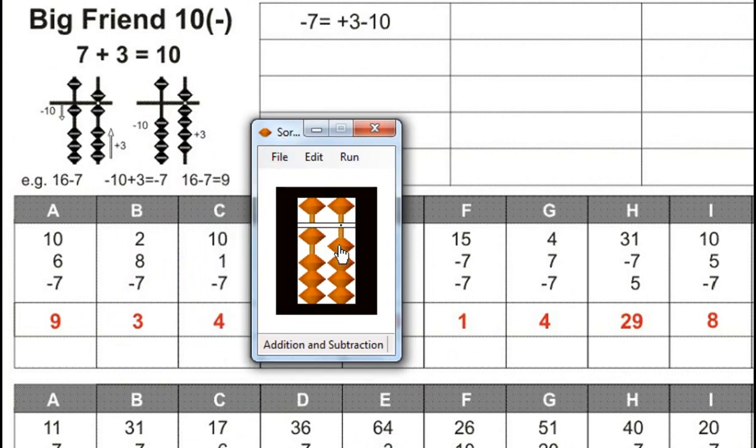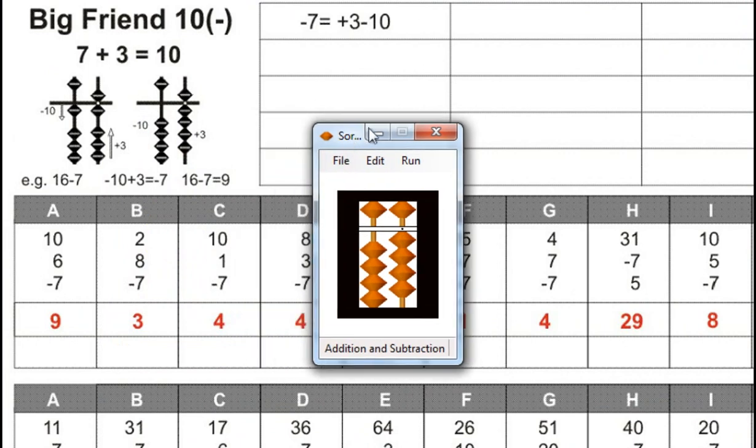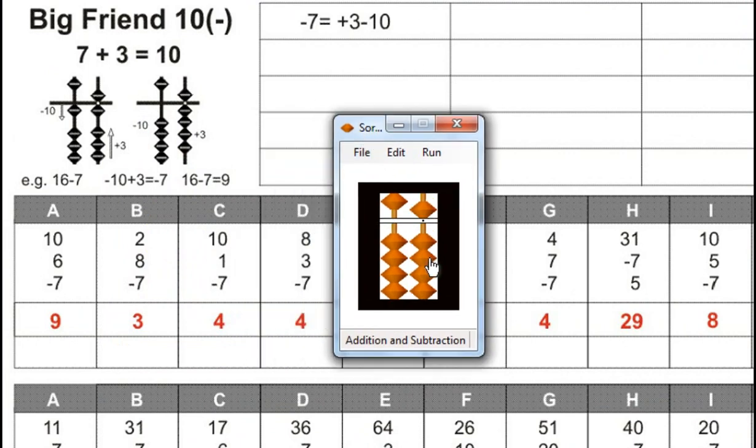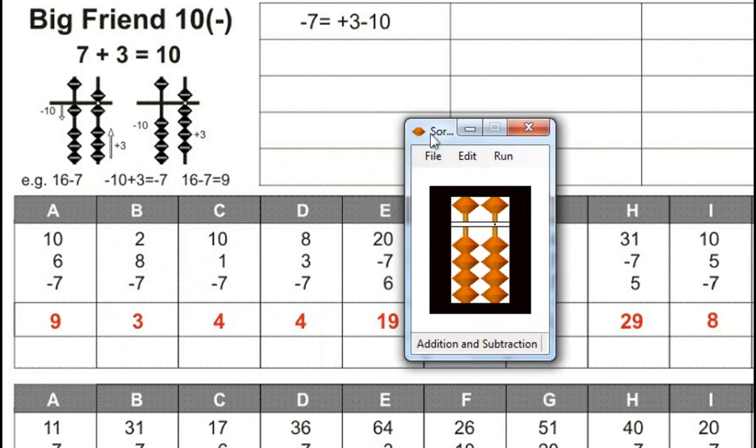10 plus 1 minus 7. Answer is 4. 8 plus 3 minus 7. Answer is 4. 20 minus 7 plus 6. Answer is 19.